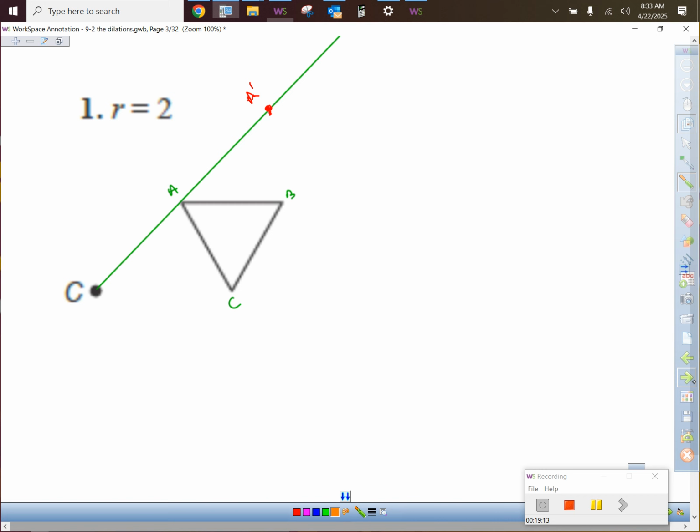So then we'll do that again with B. Connect from C through B, and then just measure how far it is from C to B. Don't shout it out yet, just give people a chance to measure. I got 2.5. Did you also get 2.5, or very close to that? 2.4, 2.6, it kind of depends. So just double it. That would mean I would go to 5 and call that B prime.